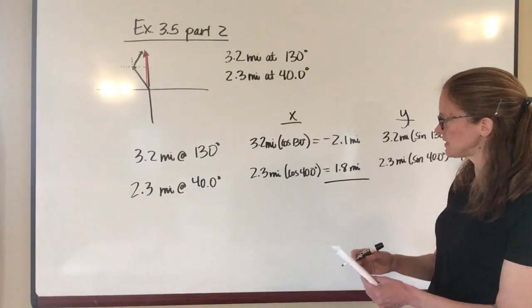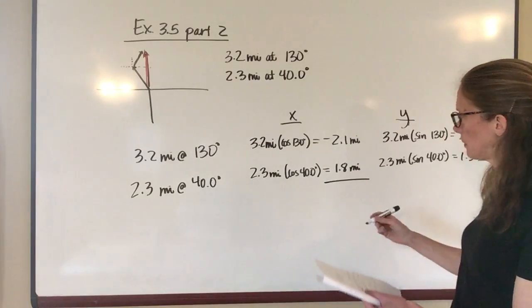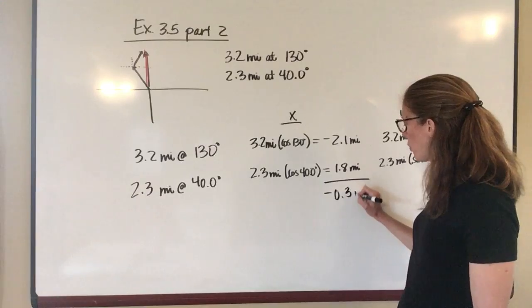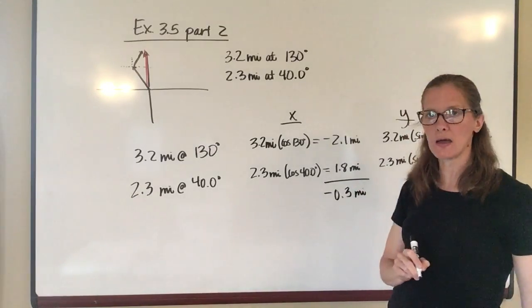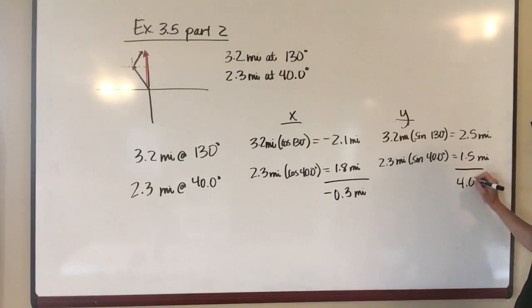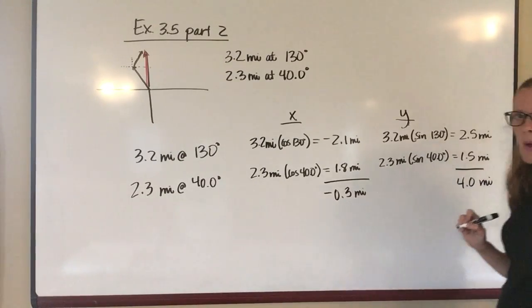So when I add these together, I have a negative 2.1 and a positive 1.8. So that gives me a negative 0.3 miles for the x component. And then I'm going to have 4.0 miles for the y component.